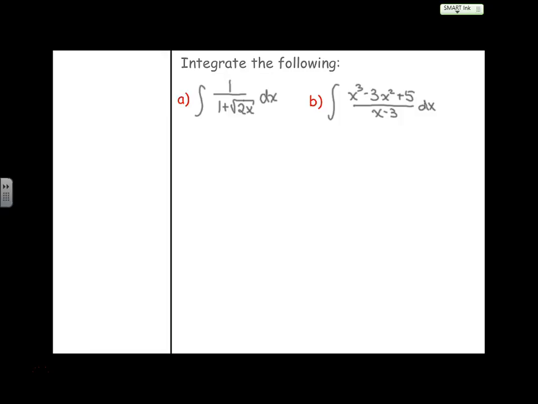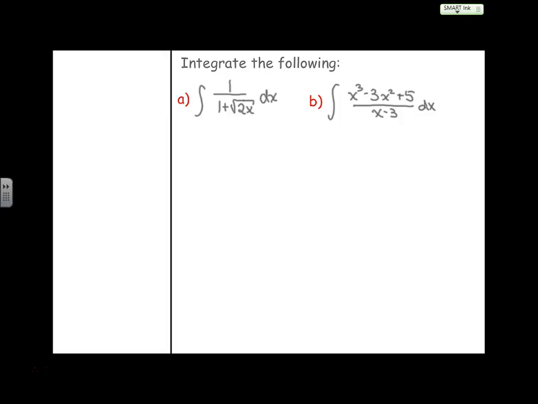What's going on with these guys? Which one looks harder, A or B? Exactly. B, theoretically, if we do long division, it'll get a whole lot nicer. So it does look bad, I agree. B looks bad, but long division is going to make it nicer.